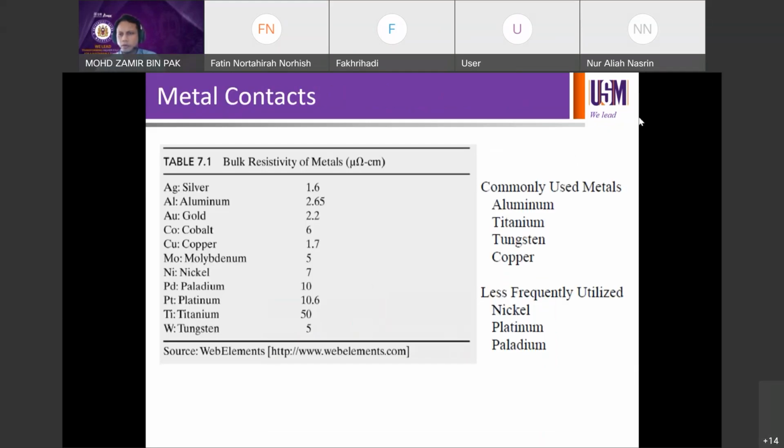Okay, so now let's talk about the interconnects and contacts. If you talk about metal contacts, you can always relate this to the one that you've learned in the last semester. Remember last time we talked about metal semiconductor junction? Ingat tak? After we discuss about PN junction, we talk about metal semiconductor junction, and then we also talk about heterojunction. So this is part of the device physics, or in the 386.